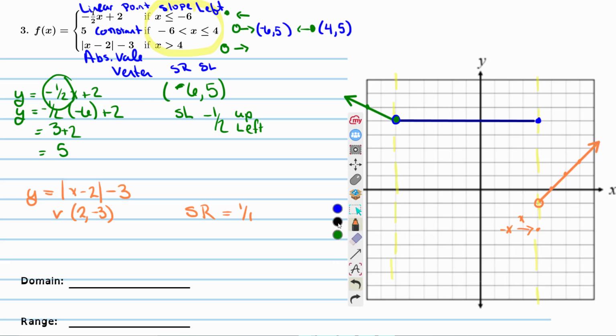Now, when I identify my domain, it is -infinity to +infinity. And my range, my low point is down here, and my high point is with an arrow. So that's going to give me an open circle here, so that's going to be a parenthesis at -1 going up to +infinity.